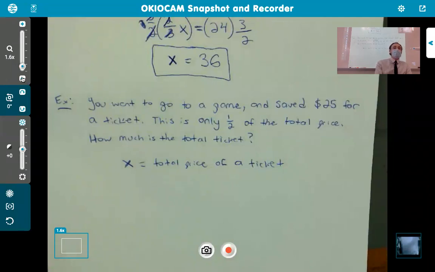Think about what Miss Smith said. She said if you see the word of, that's a good sign that you're going to use multiplication between two different values. So what should be multiplied together here? 1/2 and what? Only half of the... Okay, so you have the answer.